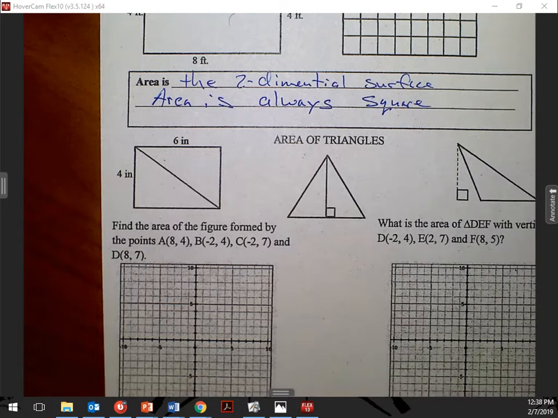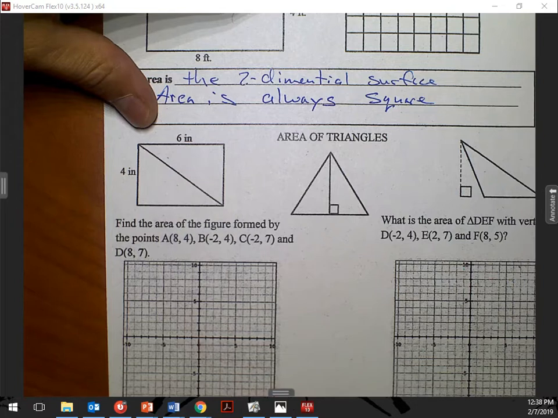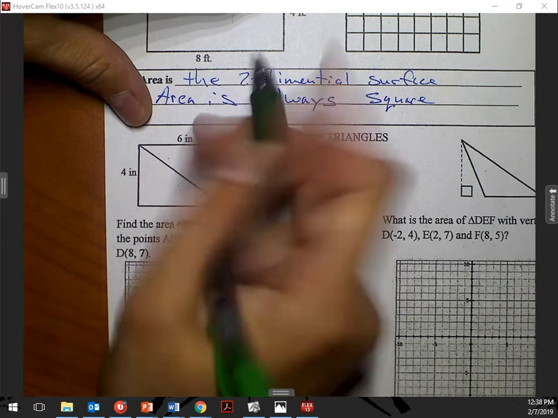Okay, area of a triangle. Area of a triangle is right here. So if I want to find out just this triangle right here.